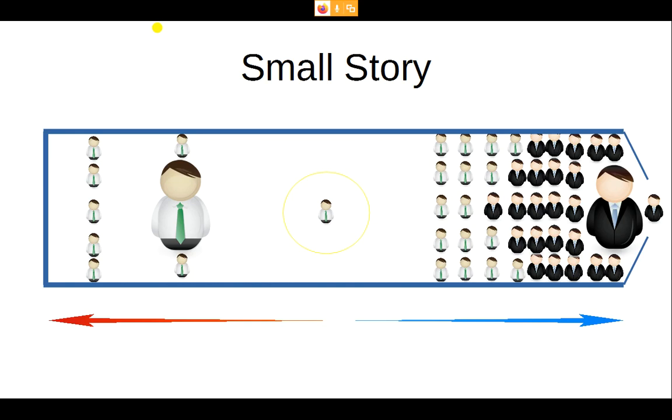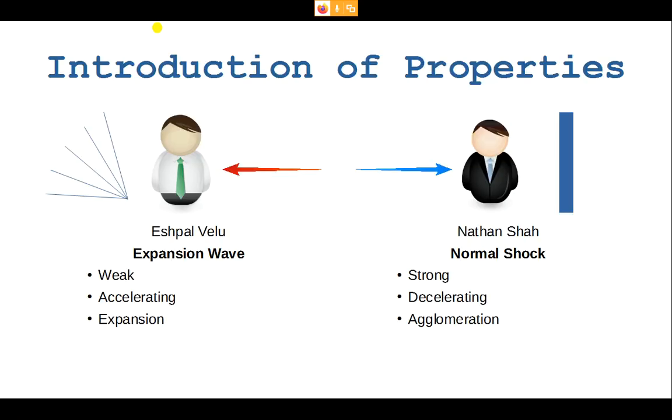This is about a shock tube, so I am going to introduce you to two characters. If you see this slide, you will see Nathan Shah, who was depicted as a normal shock, and Yashpal Velu as an expansion wave. Now if you think about the characters of the present story, you will be able to correlate the physics which happened inside the cell. That's where we are really going into the story here.